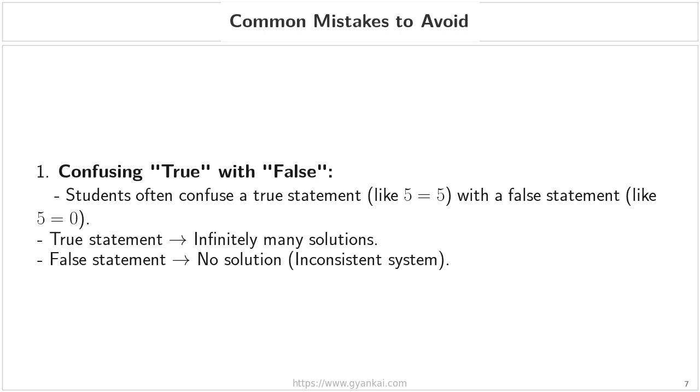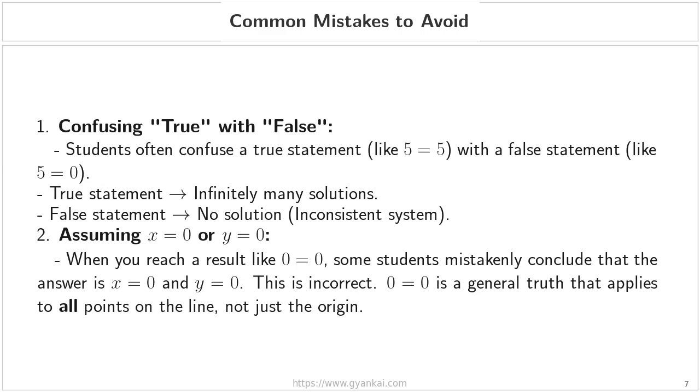First, be very careful not to confuse a true statement with a false statement. As we saw in our example with the shopkeepers, when you end up with something like 5 equals 5, that is a true statement, which tells us there are infinitely many solutions. However, if your variables cancel out and you are left with something like 5 equals 0, that is a false statement. In that specific case, the lines are actually parallel and never touch, meaning there is no solution at all. This is what we call an inconsistent system. Always double-check if your final numerical statement actually makes sense.